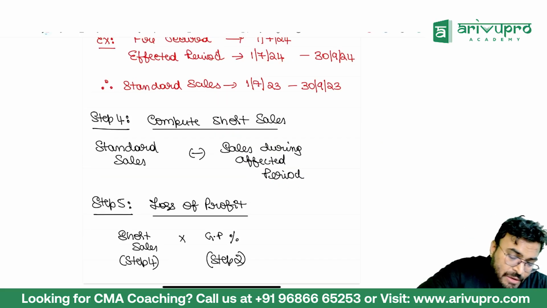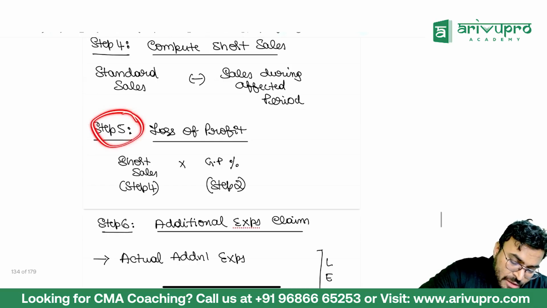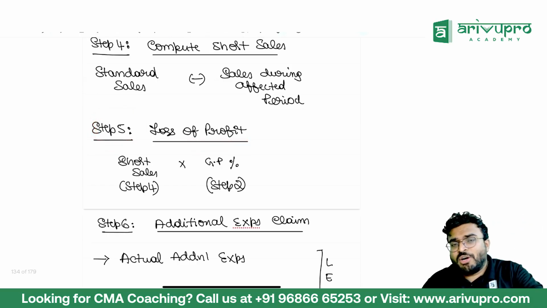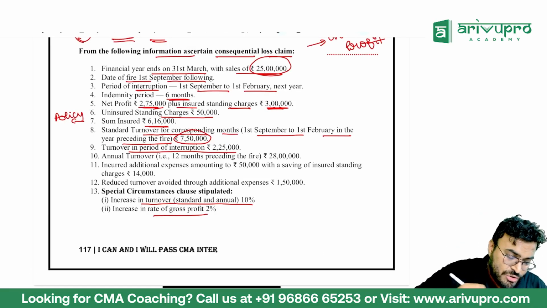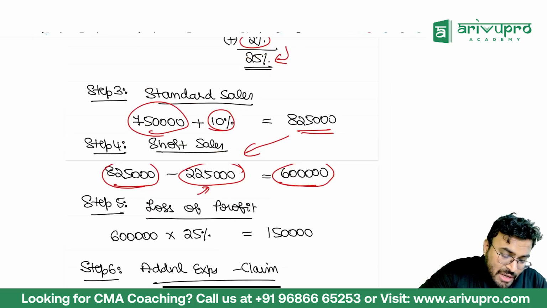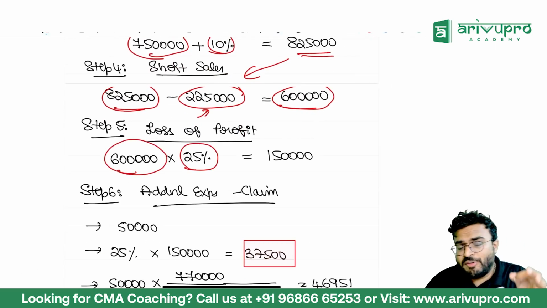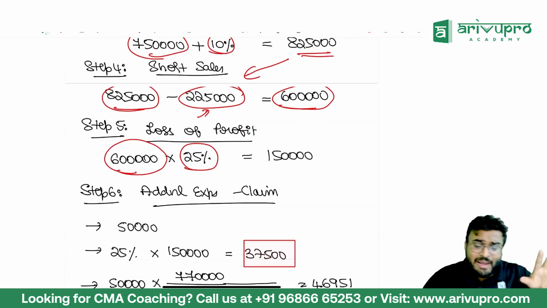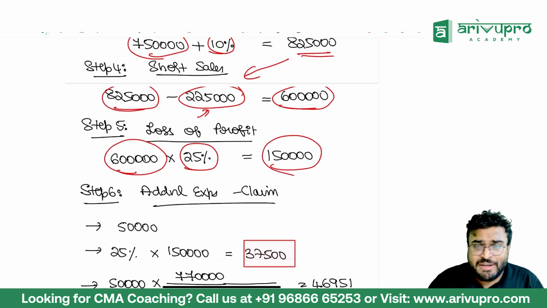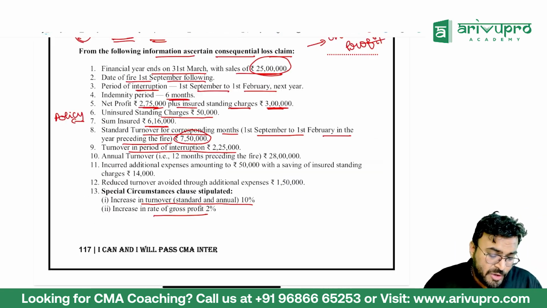Okay. Next step, you can see over here, step 5, loss of profit. Whatever shortage into profit percentage. So here we can check this. Our short sales is how much? 6 lakhs. 25% is our gross profit percentage, which we already calculated and kept. So loss of profit is 1,50,000.